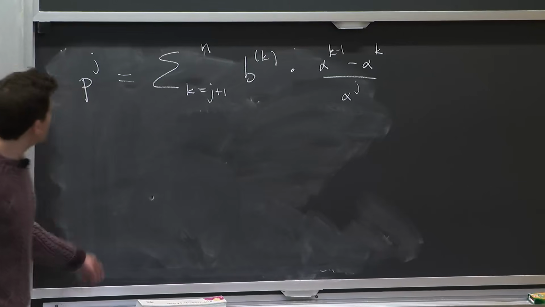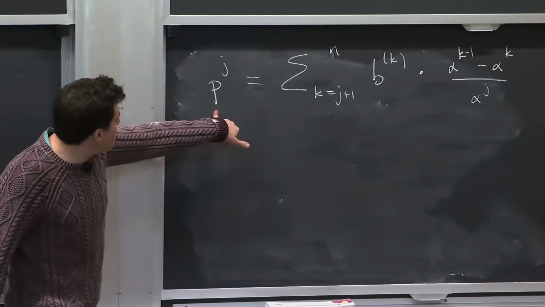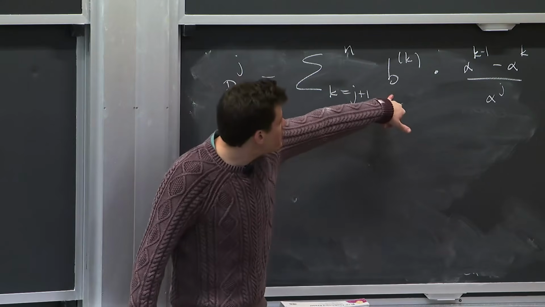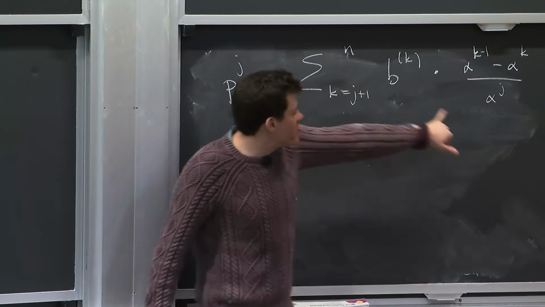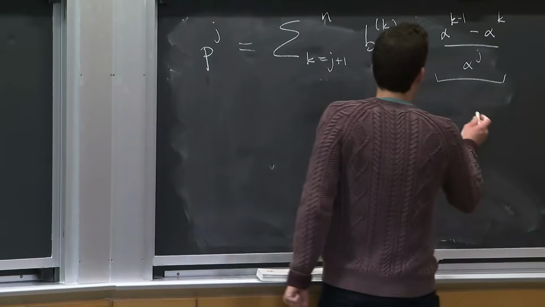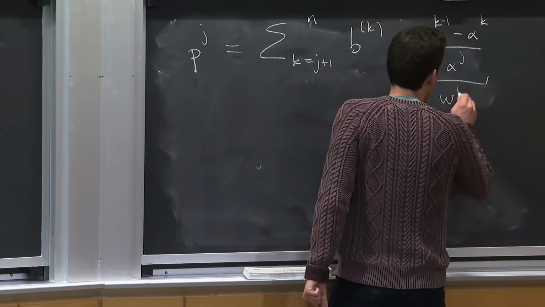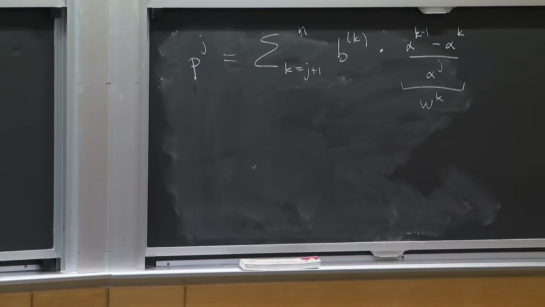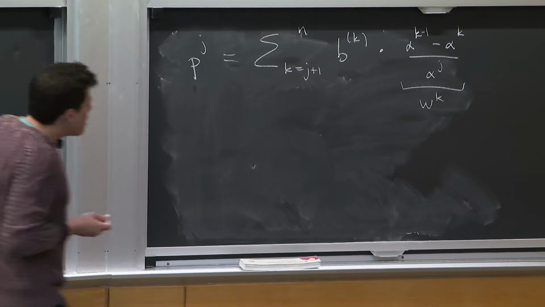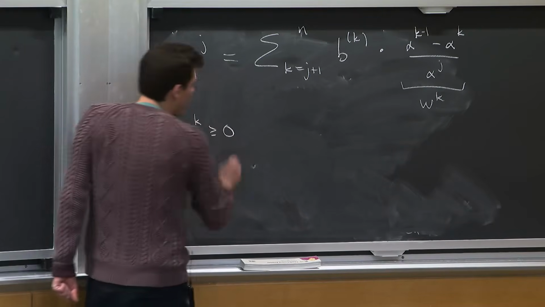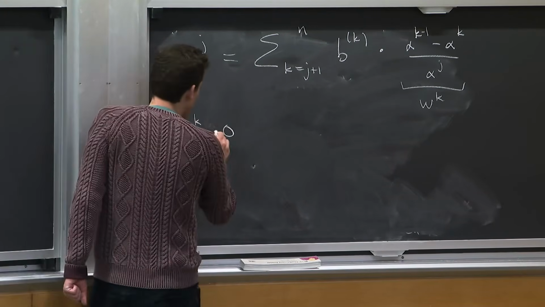And we can see that the amount that we pay in the j slot is a sum over all the lower bids, but each of the lower bids is multiplied by some coefficient here. So let's introduce notation for this. Let's call this w_k, and let's see what we can say about w_k. Well, first, w_k is greater than or equal to 0. In fact, strictly greater than 0.